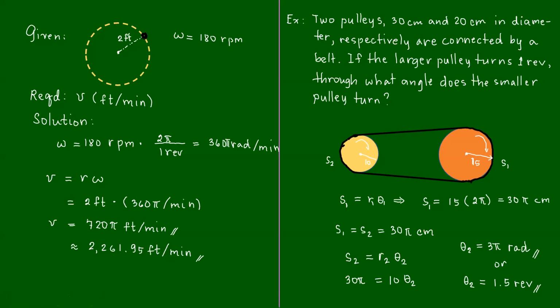For every minute, if you stretch the path out straight, its speed is 2,261.95 feet per minute. That is the linear speed. So if it rotates for 2 minutes, it will travel 4,000 plus feet. If it's only half a minute, then half of this. Okay? So what about this one?